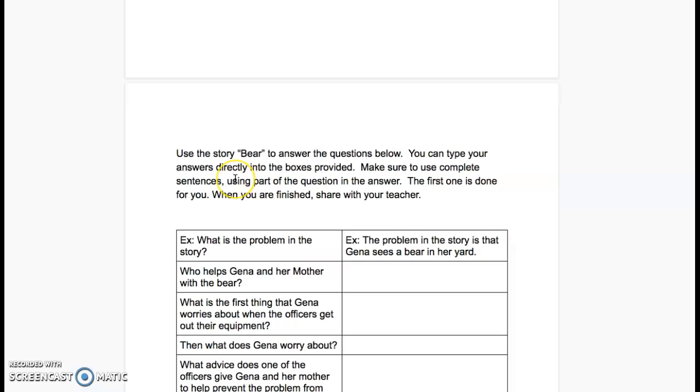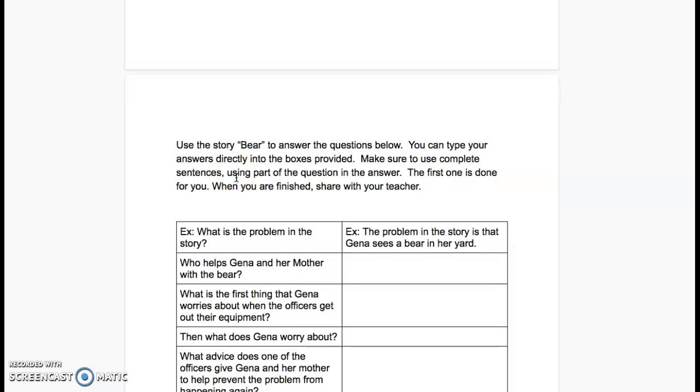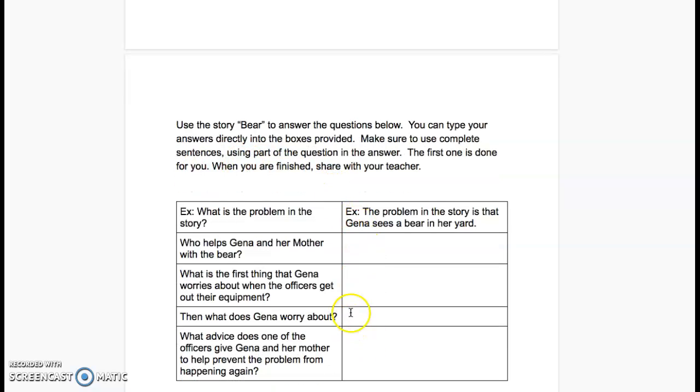And the third page is the assignment. So you're going to use the story Bear to answer the questions below. You can type your answers directly into the boxes provided. Make sure to use complete sentences using part of the question in the answer. The first one is done for you. When you are finished, share with your teacher.